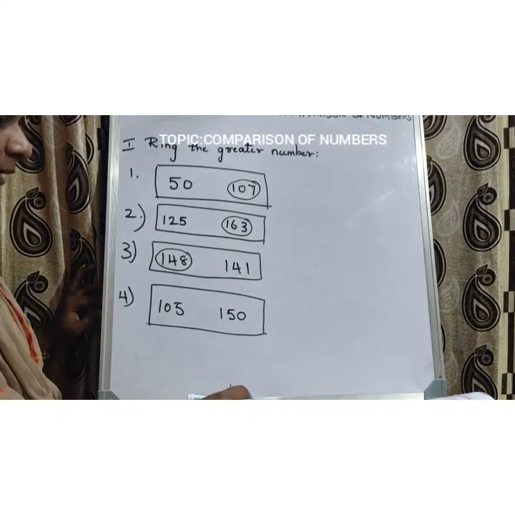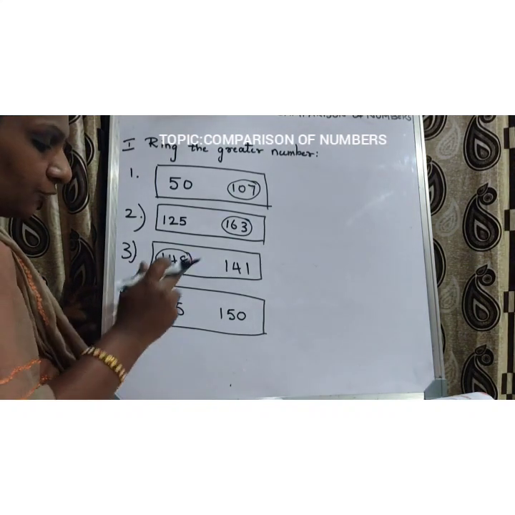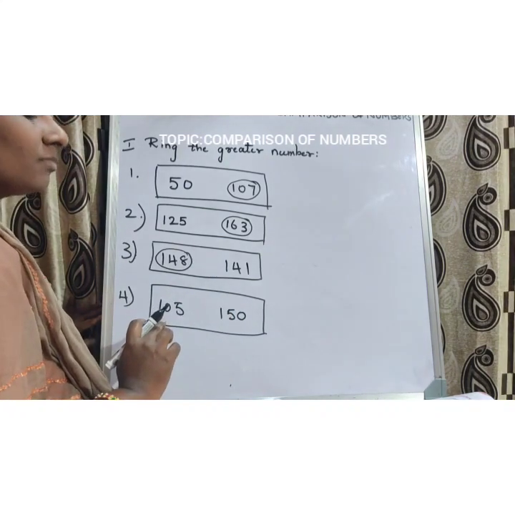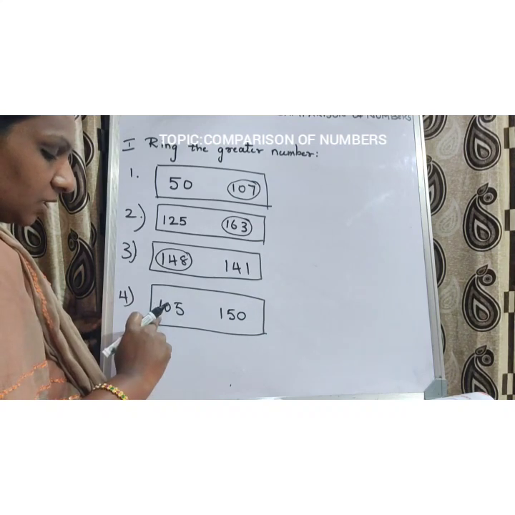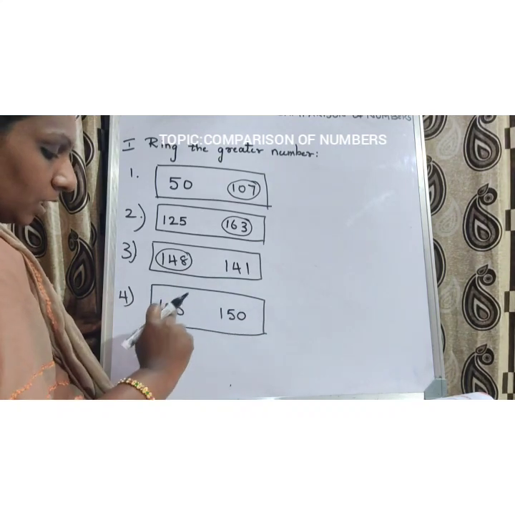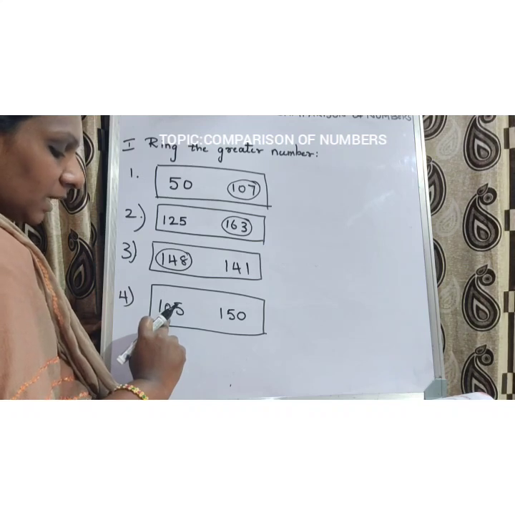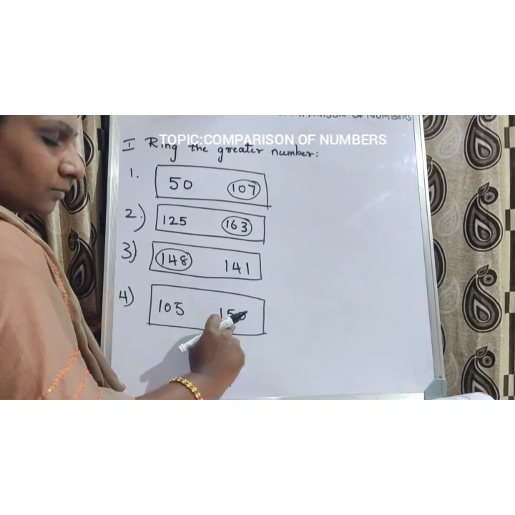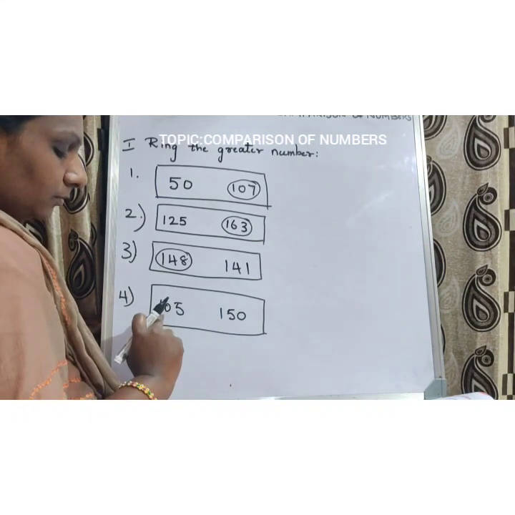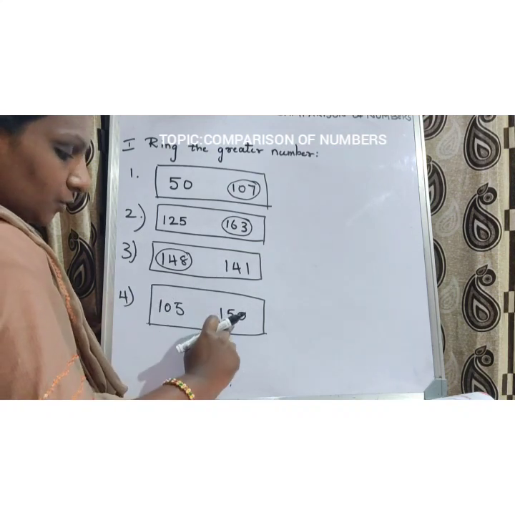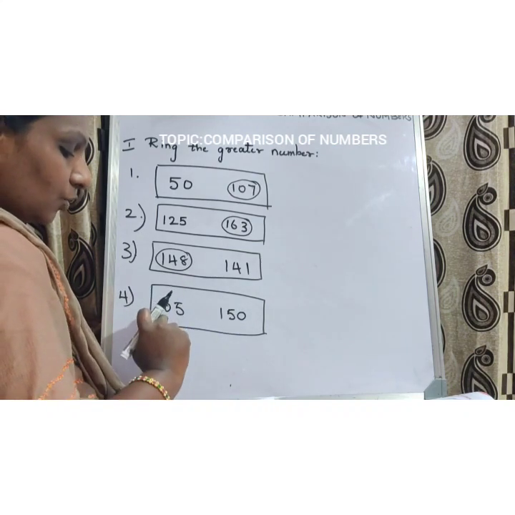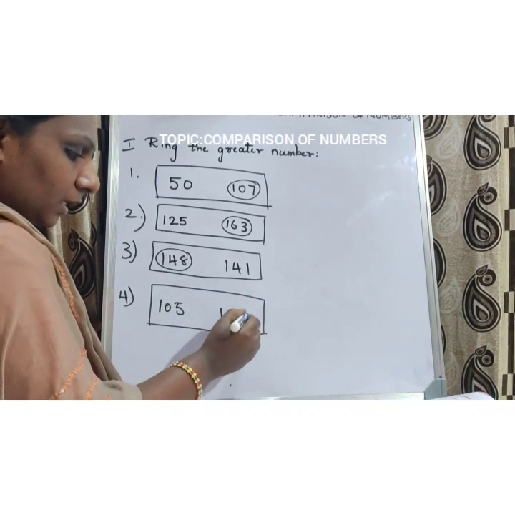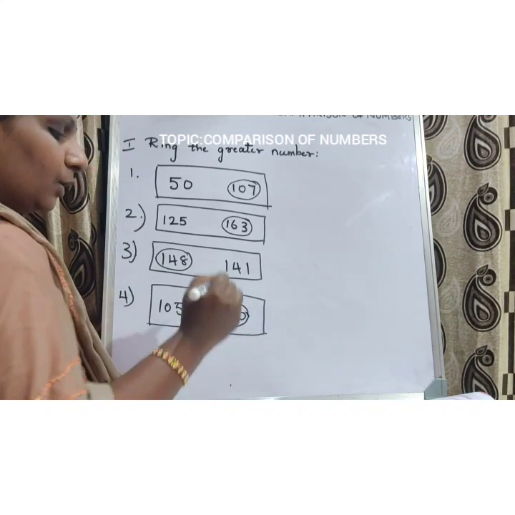Okay. So the next one, the fourth one, the given numbers are 105 and 150. Both the numbers are 3 digit numbers. So the first digit is 1 and here also it is 1. So next you have to compare the numbers in the tens place. So here it is 0 and here it is 5. So is 0 greater or is 5 greater? 5 is greater. So 150 is greater than 105.